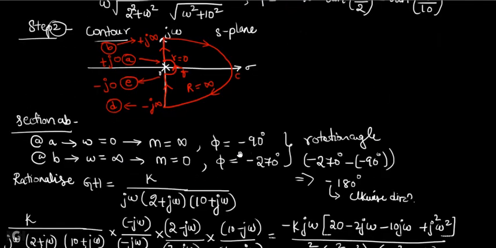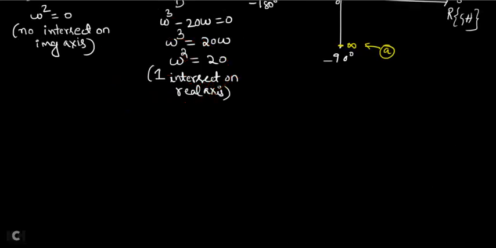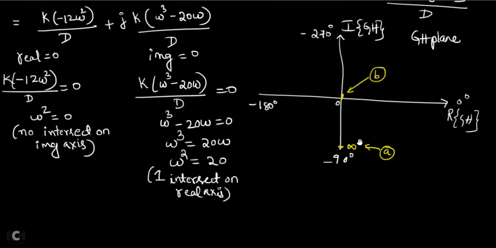From point A to B, the rotation angle should be minus 180 degrees. Minus means you have to draw the curve in clockwise. So from point A to B, you have to draw it in clockwise. From point A, clockwise means you have to come like this.